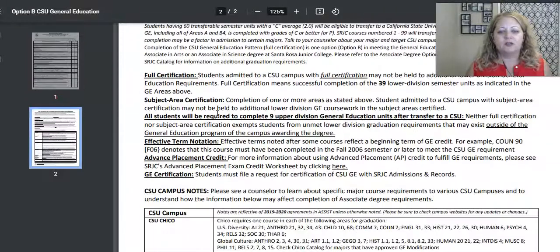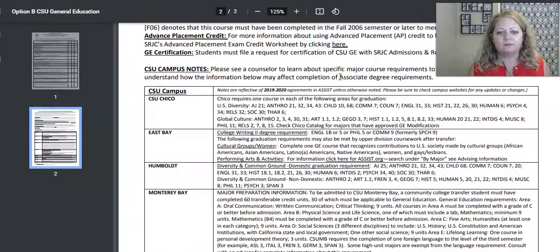On the second page here, there are some campus notes. So you can get full certification or you can get partial certification. So that's something to keep in mind. But again, remember, if you have it all done, then you don't have to do those lower division GEs once you transfer. Then we have some campus notes.